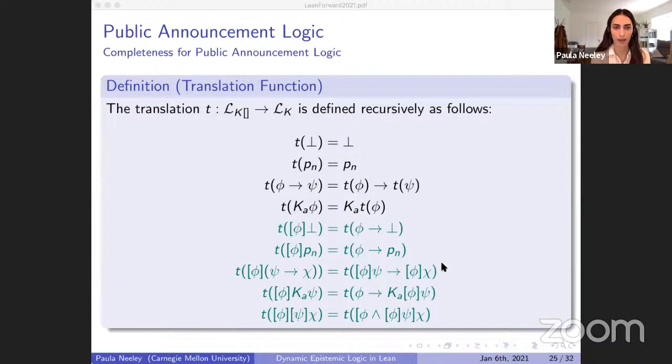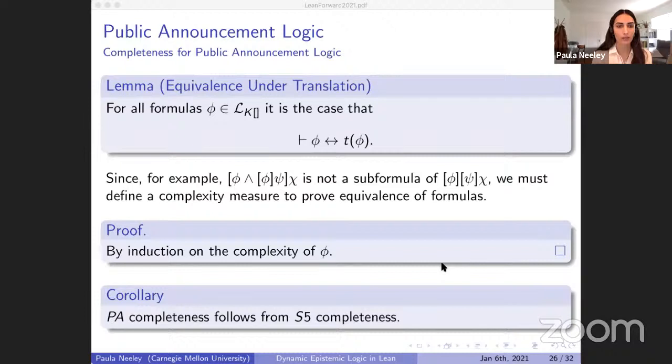So picking on the last axiom here again at the bottom, as you can see, the formula on the right isn't a subformula of the formula on the left, so it's not immediately clear that it's actually simpler. So to show that it's simpler, we'll need to define a complexity measure, and that's kind of part of the work in this formalization. So as I said before, we want to show that every formula is provably equivalent to its translation. We can't do induction on formulas, so we'll do induction on the complexity of formulas, and as a corollary, PA completeness follows from S5 completeness.